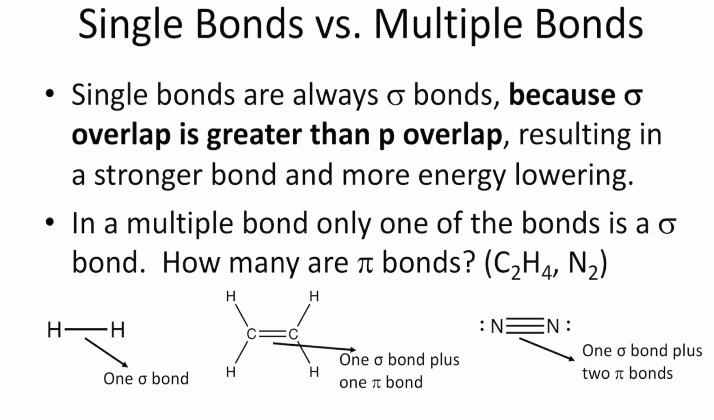Now, whenever we have single bonds, they're always sigma bonds, and that's because sigma overlap is going to be greater than pi overlap. It makes it more stable. It lowers the energy more, it makes a stronger bond. If we're talking about a multiple bond, then only one of the bonds is a sigma bond and the others are pi bonds. So for example, if we have a hydrogen-hydrogen single bond, we know that that one is sigma. If we have this double bond between carbon, there's 1 sigma bond plus 1 pi bond. In a triple bond, we have 1 sigma bond and 2 pi bonds.